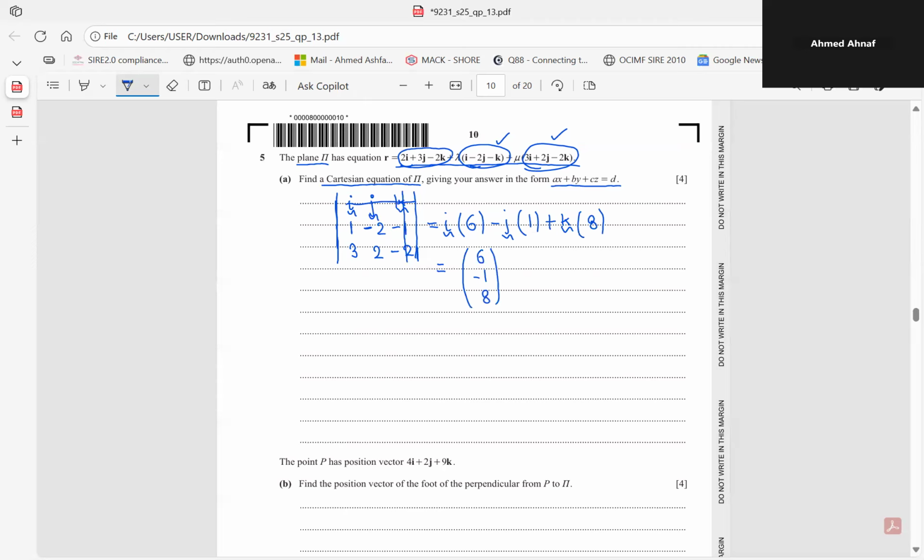Hence, this is our d. We can write that 6x minus y plus 8z equals -7. So this would be our final answer, this final equation for this part. Let's head on to the next part.